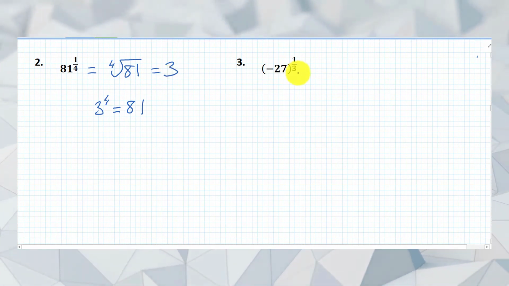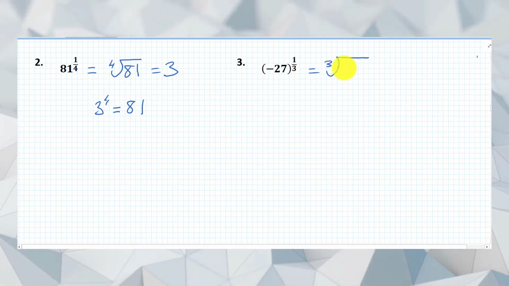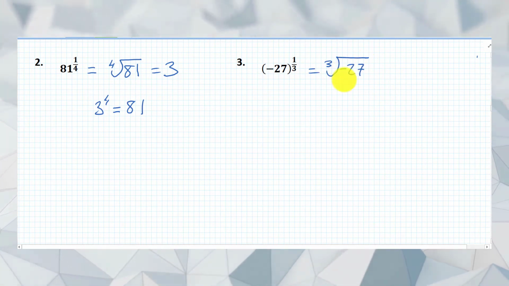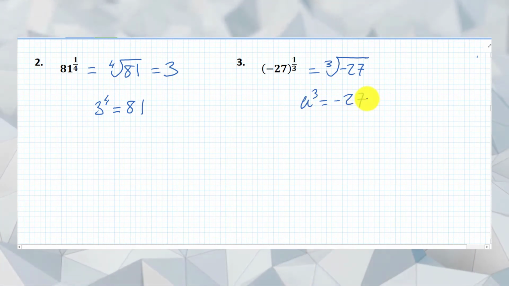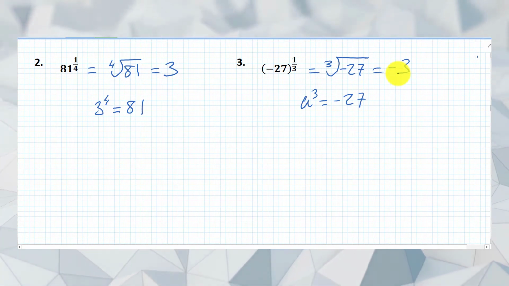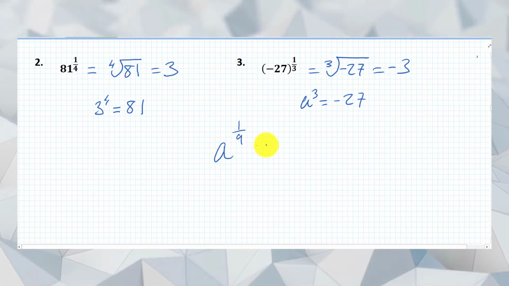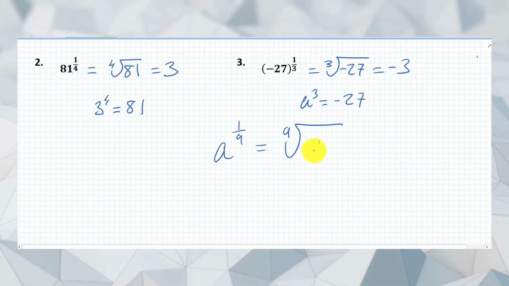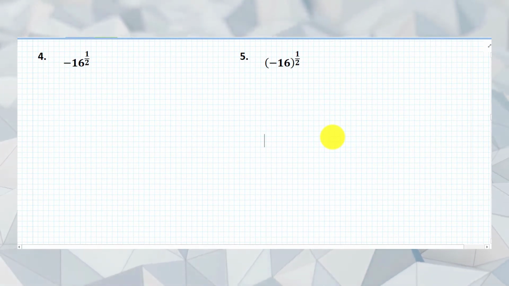Now, negative 27 to the 1/3 means the cube root of negative 27. Which number raised to the power of 3 gives negative 27? That's just negative 3. You see, it is not difficult. You just need to remember that a to the 1 over q is the qth root of a. That's it. Next examples.